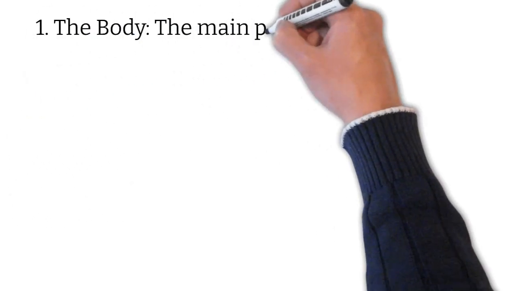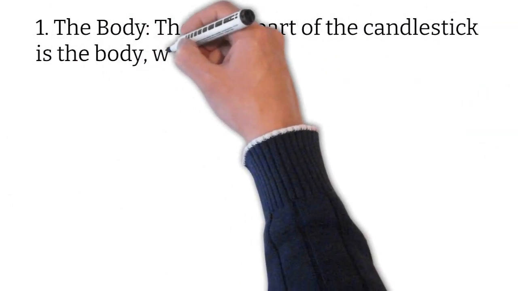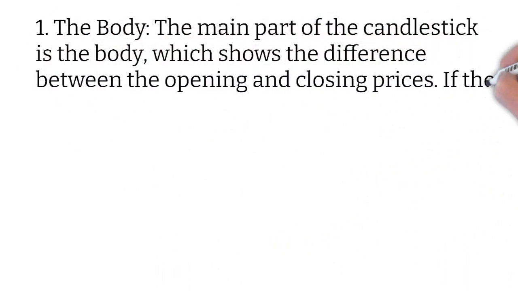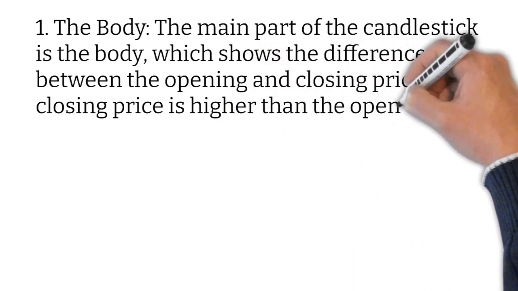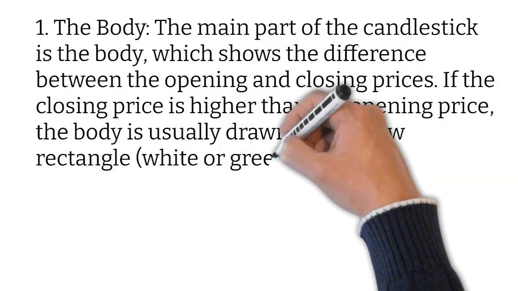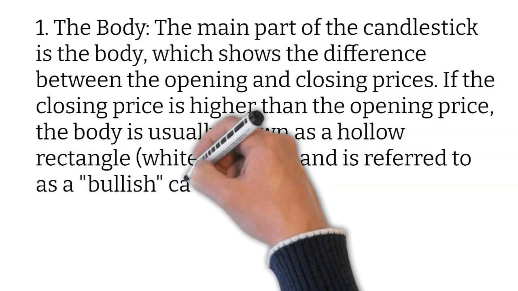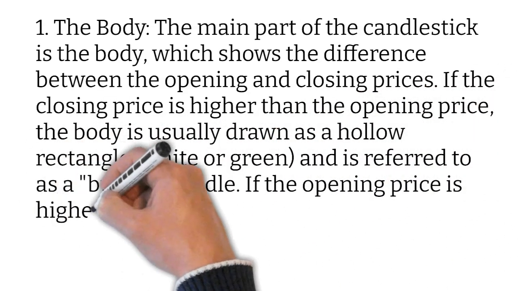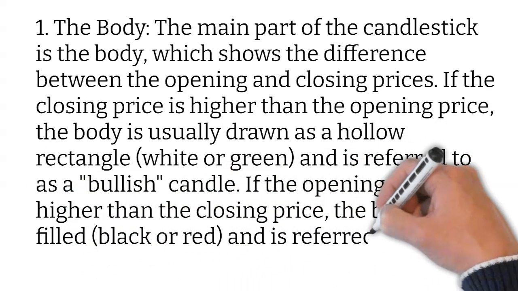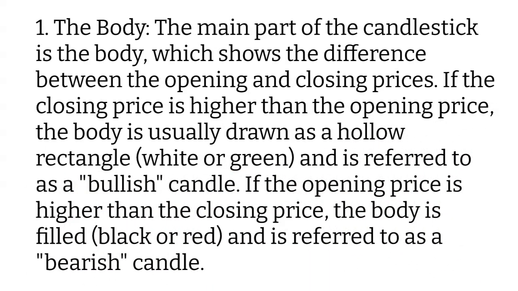First, the body. The main part of the candlestick is the body, which shows the difference between the opening and closing prices. If the closing price is higher than the opening price, the body is usually drawn as a hollow rectangle, white or green, and is referred to as a bullish candle. If the opening price is higher than the closing price, the body is filled, black or red, and is referred to as a bearish candle.